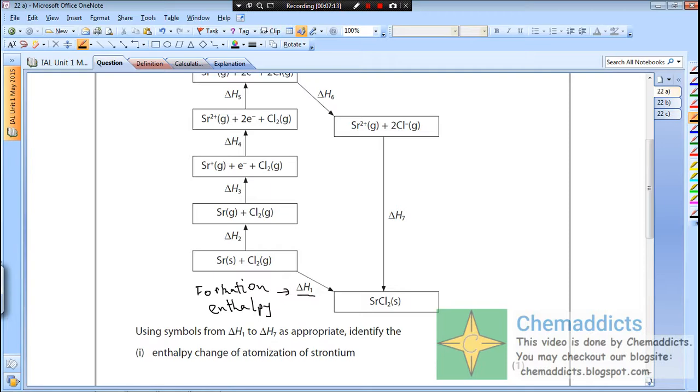So here, as we can see, 1 mole of substance is formed. So this is called formation enthalpy. Okay. Now let us look at this. What is meant by del H2?